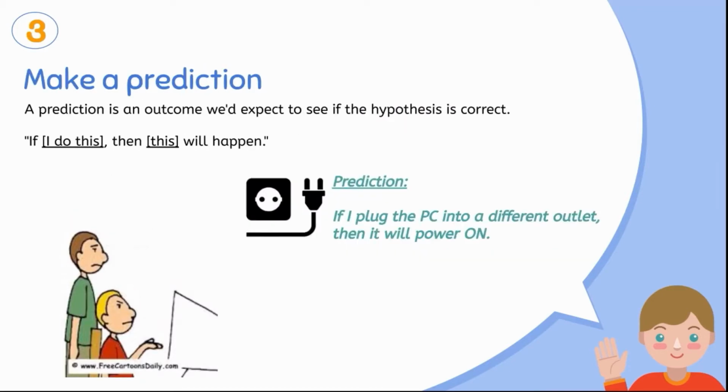Step number 3 is making a prediction. A prediction is an outcome we'd expect to see if the hypothesis is correct. In this case, we can predict that if the electrical outlet is broken, then plugging the PC into a different outlet should fix the problem.